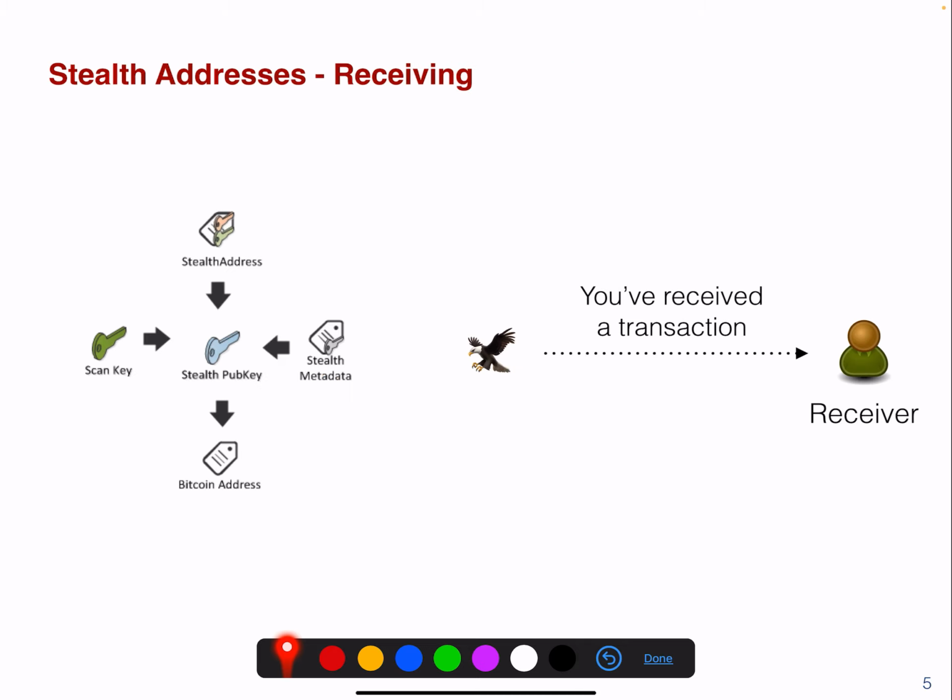So now if you want to receive this coin, the receiver, for example, can be in contact with a scanner, right? The scanner has a scan key. The scanner knows about the stealth address, so he can scan all the blockchain transactions and then identify, given some stealth metadata as well, the stealth public key, and hence he can observe whether a particular blockchain address received funds or not. And if this Bitcoin address received funds, he can notify the receiver: you've received a transaction.